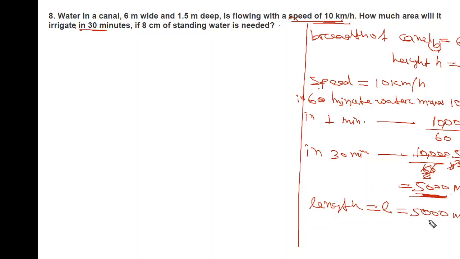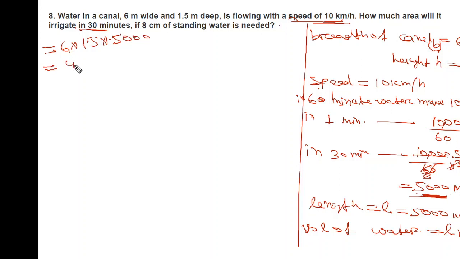Now you can find the volume of the water. So volume of water equal to L into B into height. So which will be equal to, breadth is given 6 meters, length is here we have found 5,000. So you can say 6 into 1.5 into 5,000. So which will be equal to 45,000 meter cube. So this is the volume of the total water.